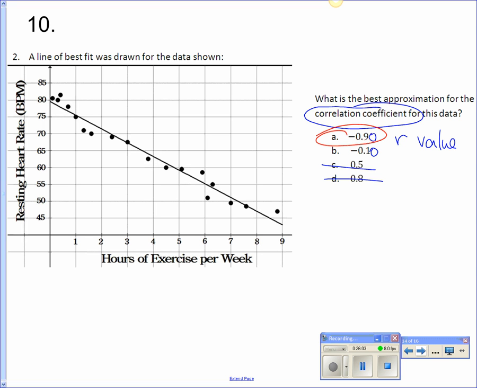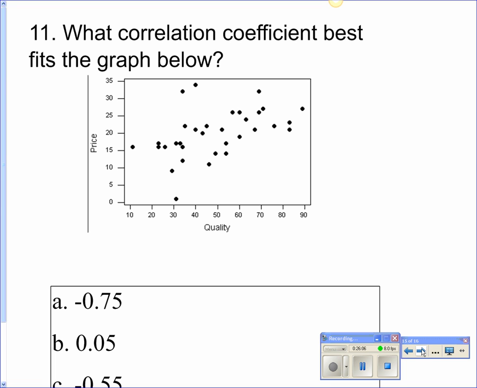Question? All right, number 11, which correlation coefficient best fits the graph below? Jacob King, what should I circle? Okay. Andrea, what does it mean by correlation coefficient? What does it mean by that? Yep, go back and look. The R value.